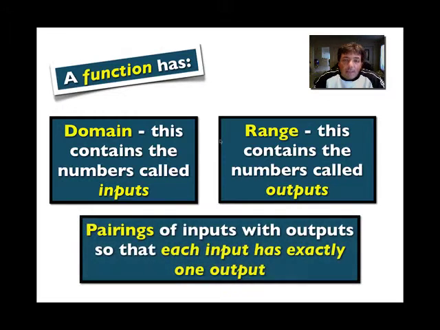And one thing that's important to know about a function is this. A function has pairings. That means we pair the input with the output. But it's important that for a function to be a function, each input has exactly and only one output. Because we're applying the rule, every input has to follow that rule. So if it follows the rule, there can only be one output for every input. And again, you'll see examples of this as we go along to make it hopefully a little bit more clear.